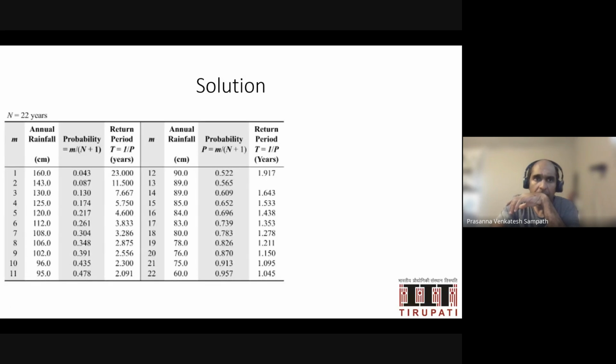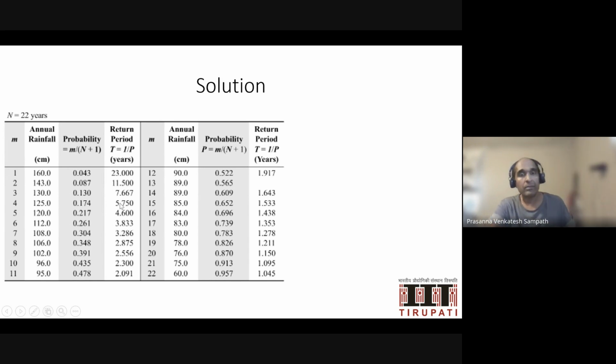I have a return period in this column, numbered 1, 2, 3, 4, which gives me once in 23 years, once in 11.5 years, once in 7.6 years, and so on. So the question was a return period of 10 years, which is not there in the data, right? Whatever my numbers are, I don't have a period of 10 years. So what can I do?